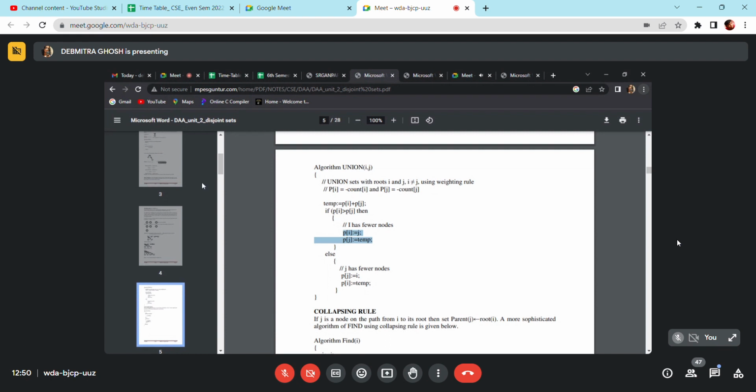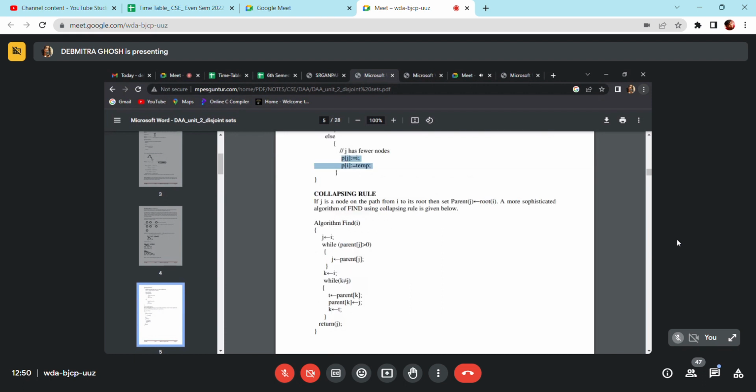Then we have assigned a temporary variable where we are taking the value of i and the value of j, and we're comparing these two values. The value of i should be greater than the value of j. The value of the root node will be greater than the value of the child node. So this is the block for the condition. Once the condition is fulfilled, then this code will be executed, else the other one will be executed. So this is for union of two sets.